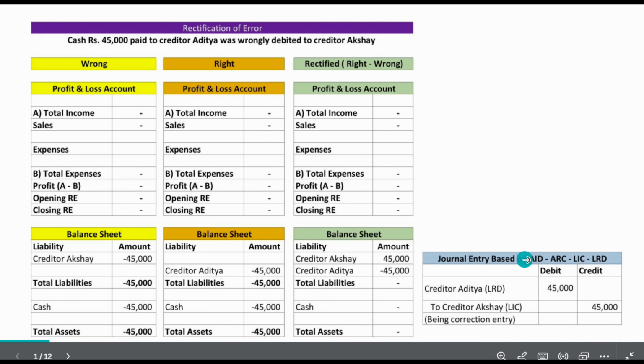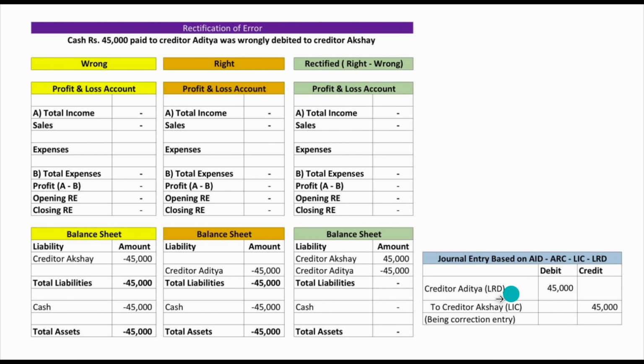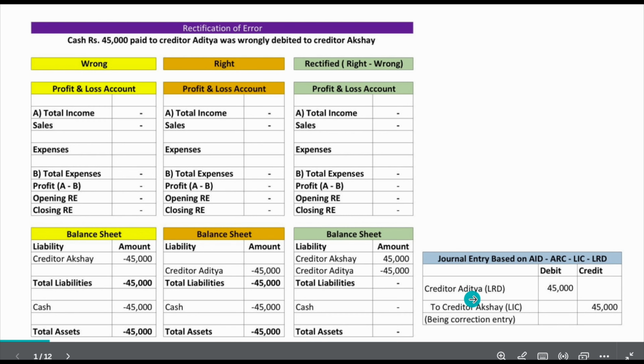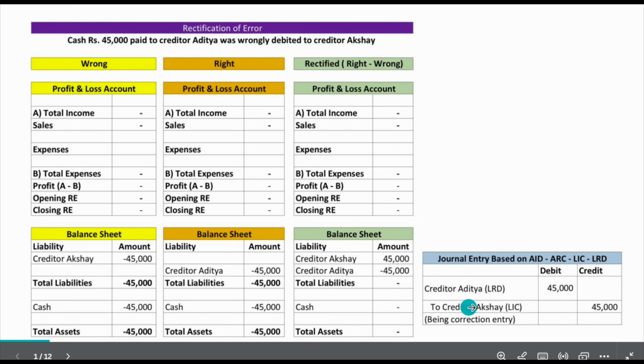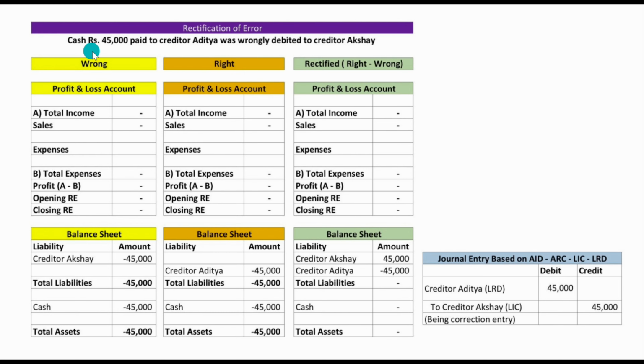So the journal entry, based on the rule of AID, ARC, LIC, LRD, is: creditor Aditya will be debited based on the rule of liability reduces debit. So liability reduces debit, so 45,000, and creditor Akshay will be credited based on the rule of liability increases credit, 45,000. So being correction entry. Thus we have passed the necessary rectification of error entry related to cash rupees 45,000 paid to creditor Aditya that was wrongly debited to creditor Akshay.